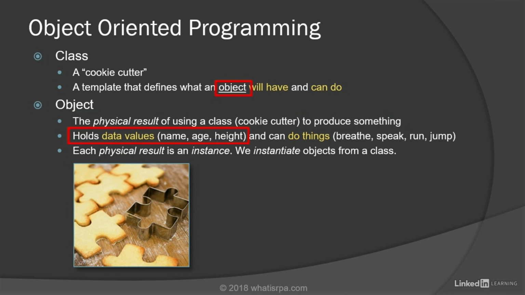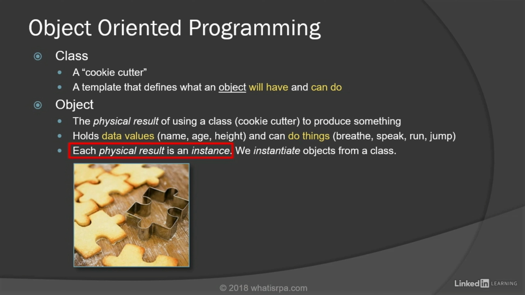The object can hold data values, like name or age or height, and it can do things like breathe or speak or run or jump. Now, of course, I'm using an analogy of a human when I'm talking about the data values and things it can do, but you could also apply this same concept to something like a file, which of course has a size and a type, and you can do things with the file, like read it or save it or print it. Each physical result is what we call an instance.